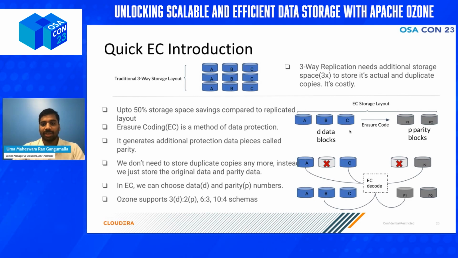We have different schemes. In this example, I gave you 3-2, that is 3 data and 2 parity. We support 3-2, 6-3, and 10-4 schemas here. 10-4 means for every 10 data blocks, you generate four parity blocks and store them. So for 10 blocks, in three-way replication you need to store 10 times 3, 30. But here, storing 14 replicas should be sufficient. That's how your storage savings come, up to or greater than 50% more efficient storage layout.